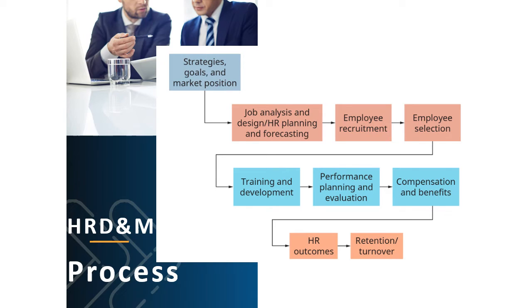The human resource development and management process contains the following sequence of activities: job analysis and design, human resource planning and forecasting, employee recruitment, employee selection, training and development, performance planning, evaluation, compensation, and benefits. Good human resource practice used along this sequence fosters performance improvement, knowledge and skill development, and loyal employees who desire to remain with the organization.